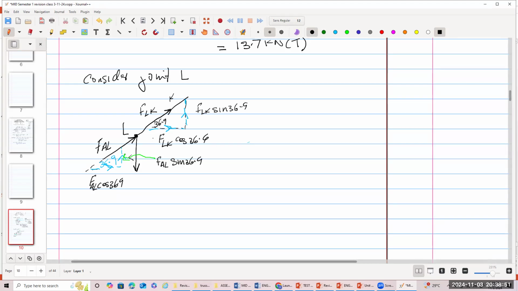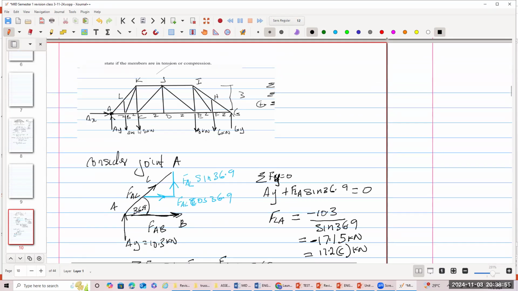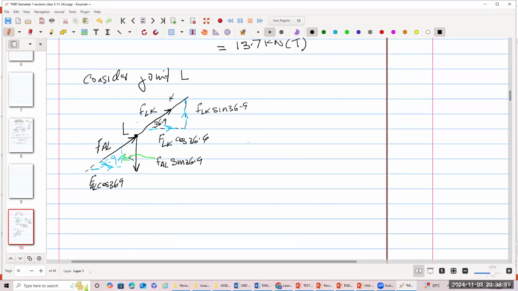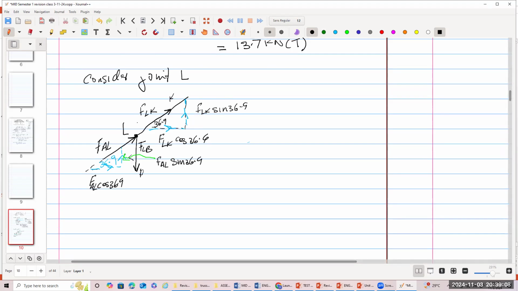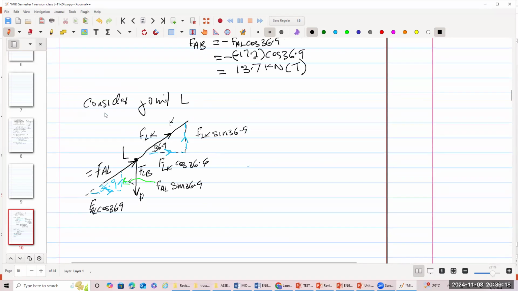Oh, this is another one here. What was that one coming down? We didn't identify it. It is LB. This is B, so this force is going to be F_LB. And we assume that those are in tension. We don't know if they are, but we made an assumption. All right. So we know this one already. What was its value again?